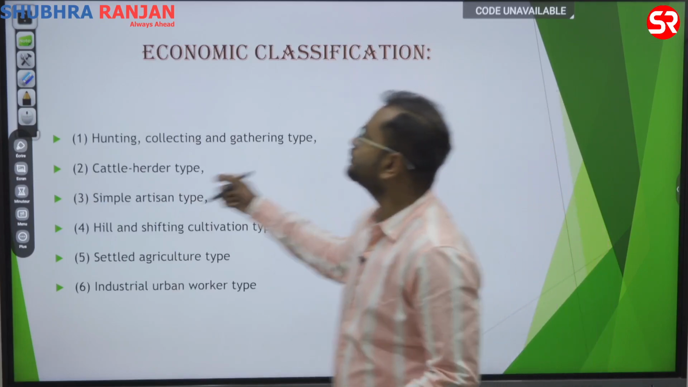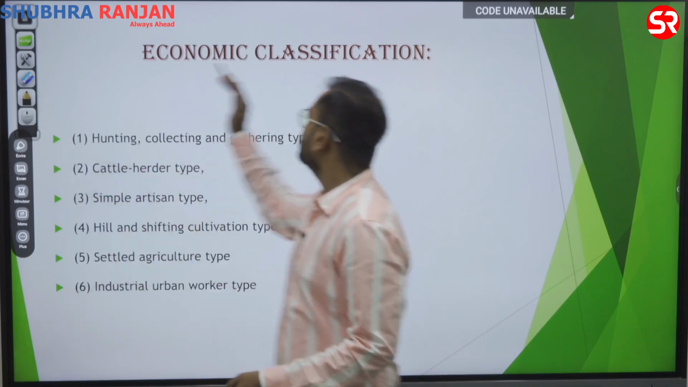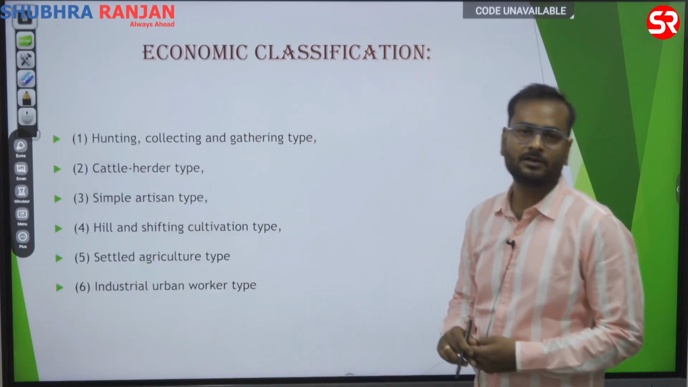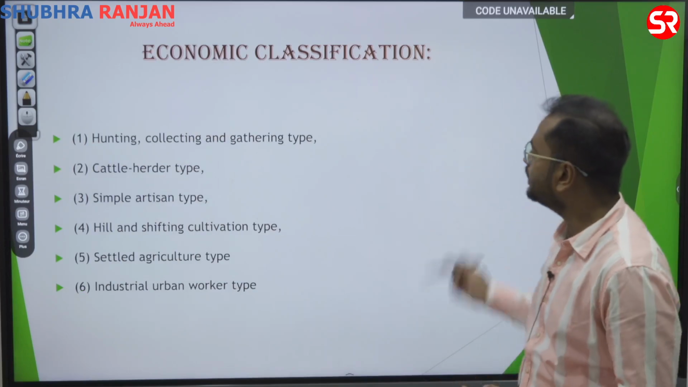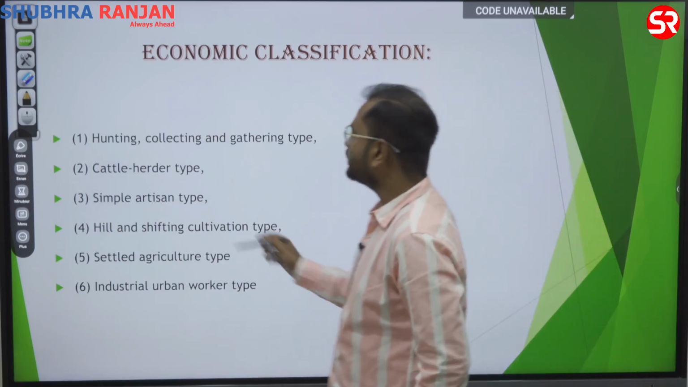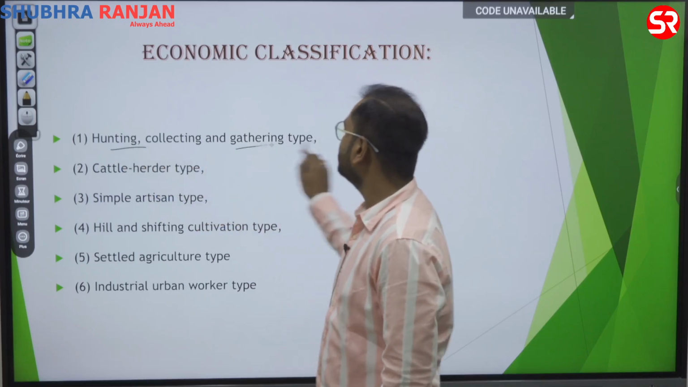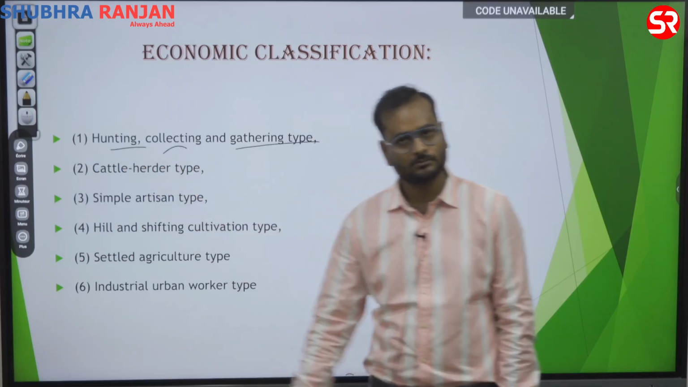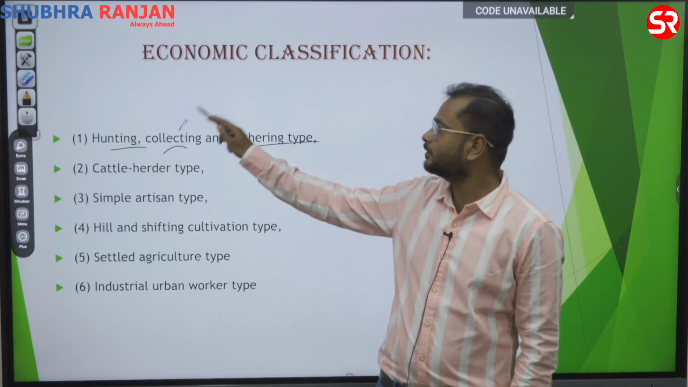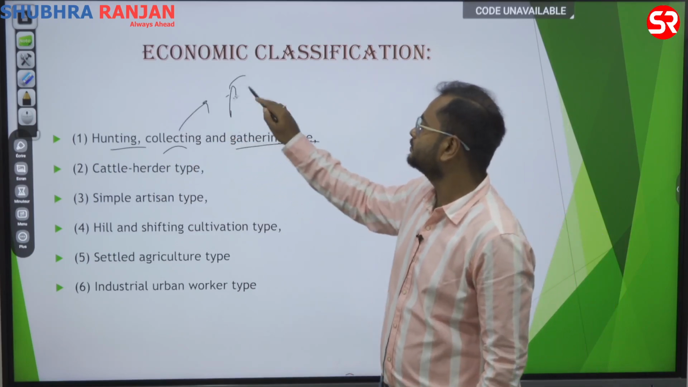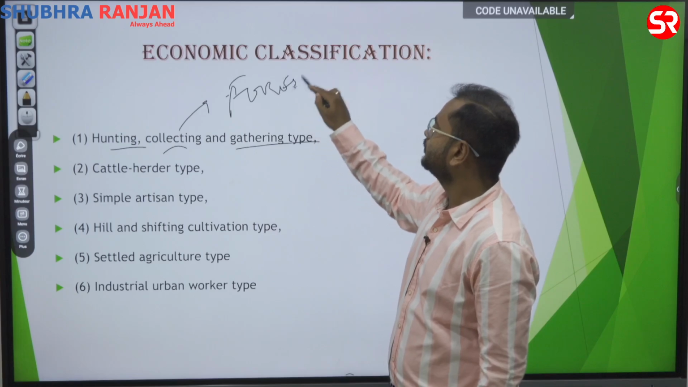Then this is the most accepted classification parameter, the economic classification. Many of the tribes are still in the hunting, gathering and foraging stage. What is collecting? Collecting of forest produce.